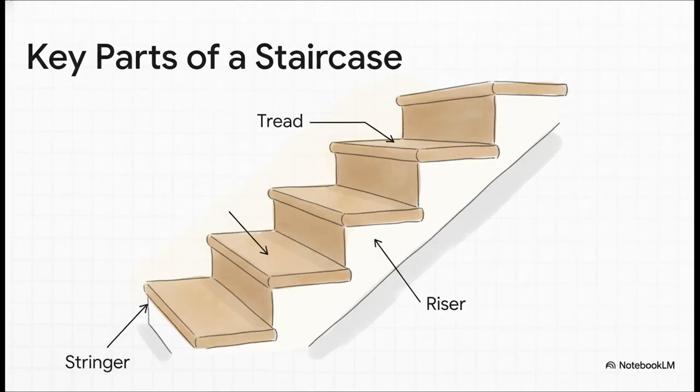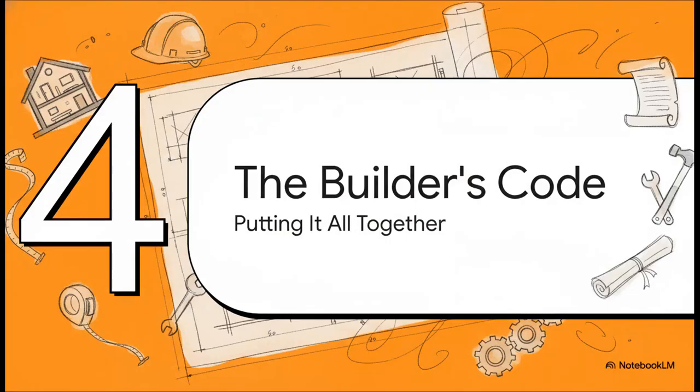So let's break it down really quick. The part your foot actually lands on, that's called the tread. The vertical piece that kicks up to the next step is the riser, and that main diagonal support beam that holds the whole thing together, that's the stringer. And now you know.